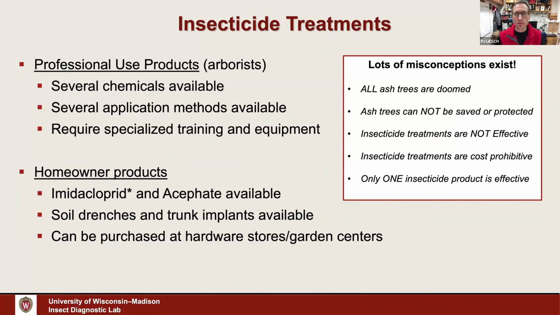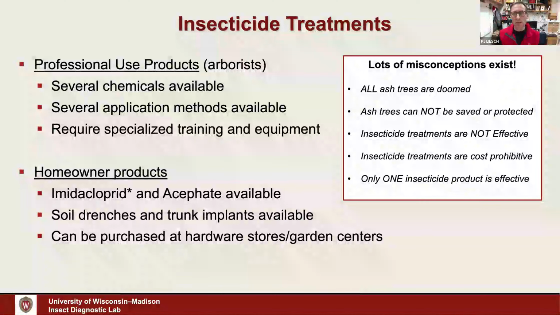You pull up a price for some of these products, and it can be $400 or $500 just to get a jug of the chemical itself. Then if you needed the injection equipment, that could be another $500 or $1,000. So these aren't things that homeowners are going to be doing themselves. There are some homeowner products. These are basically imidacloprid soil drenches. Sometimes there's a second ingredient to that. There's also acephate, but that one has a lot of caveats attached to it. These can often be purchased at hardware stores or garden centers, sometimes online for some of them.